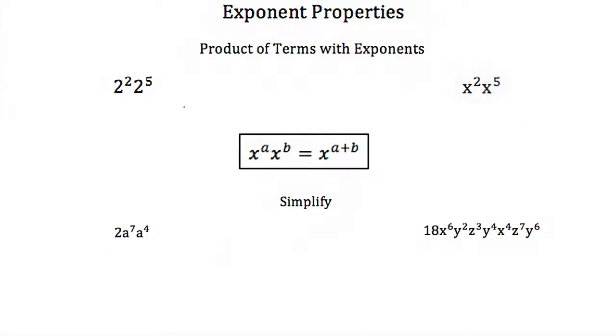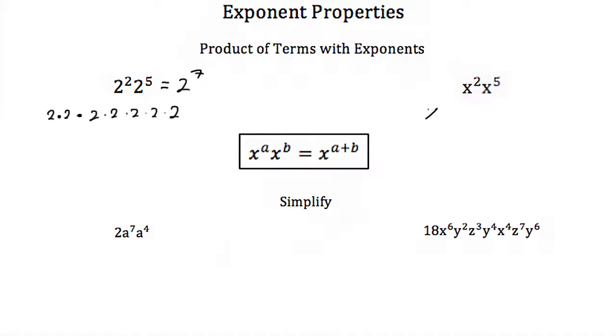The next property of exponents we're going to talk about is what happens when we have two terms with exponents that get multiplied together, or the product of terms with exponents. Here we have 2 squared times 2 to the 5th. 2 squared is just 2 times 2. And then we're going to multiply that by 2 to the 5th, which is just 2 multiplied by itself 5 times. So what we end up with here is 2 times 2 times 2, 7 times, or 2 to the 7th.